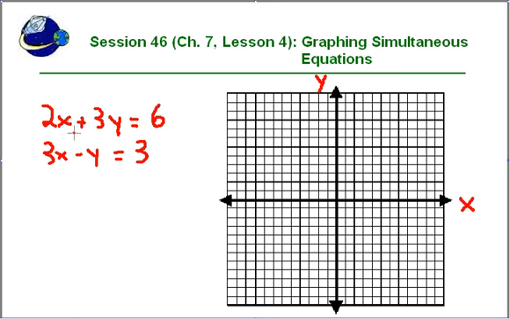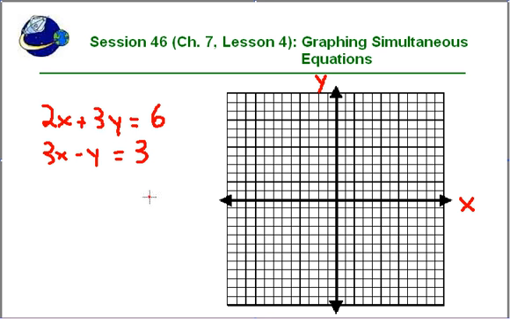Here is a pair of simultaneous equations. 2x plus 3y equals 6, and 3x minus y equals 3. We could go ahead and try to solve this by addition or subtraction and come up with the exact x and y value. But what we're interested in here is more than just finding the exact point whose coordinates are a solution to both of these equations. We actually want to graph both equations themselves.